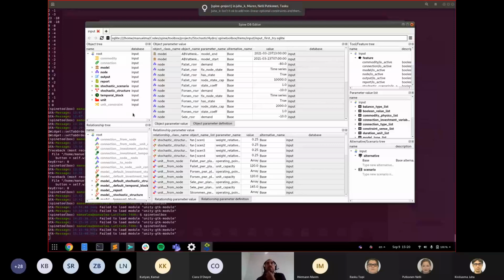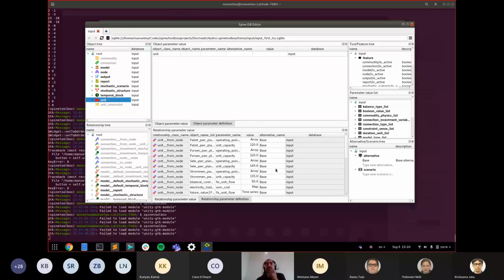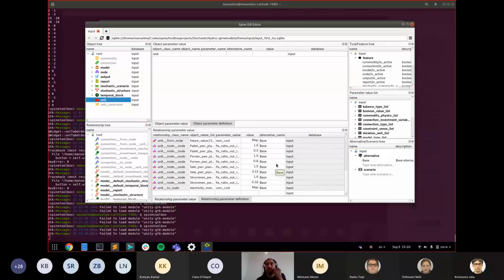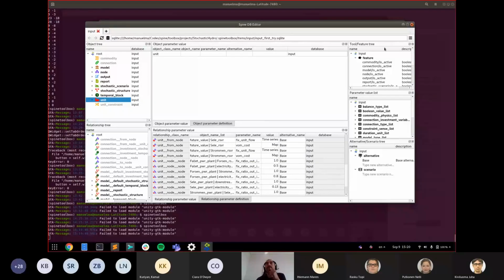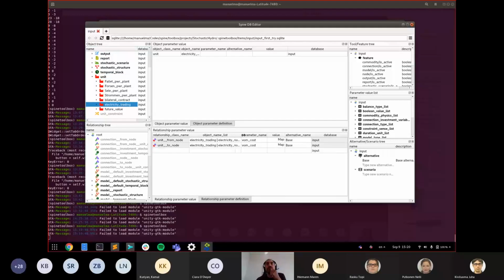But the main thing I wanted to show you is in the input data store. I just wanted to show you how we specify the stochastic parameters, and this is done by something that we call a map. So for example, let me find the electricity trading unit. So you see that for the electricity trading unit, we have the VOM cost parameter. By the way, if I hover a parameter name, I can see a brief explanation of what this is referring to. So it's the variable operating cost of a unit flow variable.